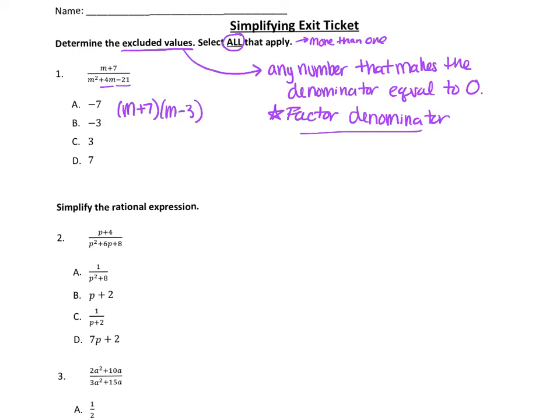So then to determine what the excluded values would be, I'm going to set each of these equal to 0, and I would get negative 7 and 3. And so those are the two values that would make my denominator equal 0. So they're the two values that I don't want, or they're the two values that I want to exclude. So my excluded values would be negative 7 and 3. So you should have selected A and C.